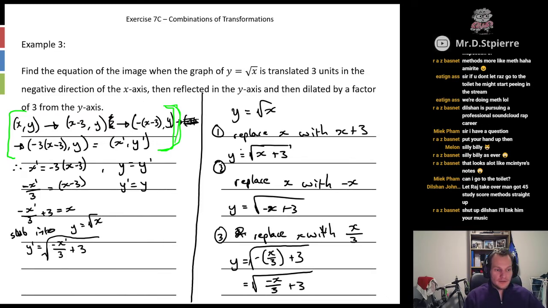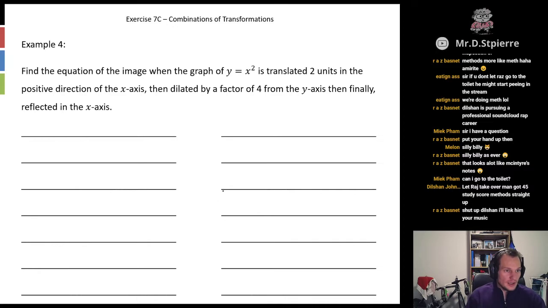So we have that. We get the same solution both ways. I will leave example 4 for you to have a go. If you have any questions, jump on Edmodo or send me a message through Compass.